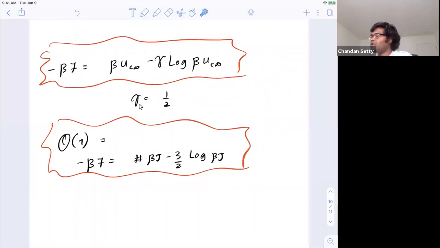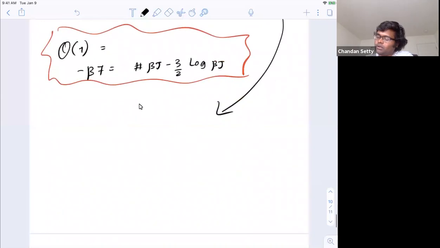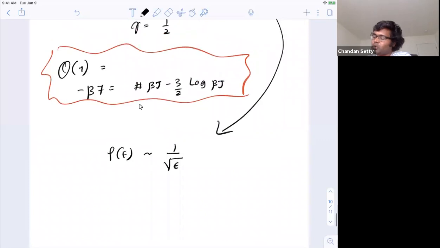Okay? So from this, one can also calculate what the density of states or the spectral density is. And it turns out that in this particular case, the spectral density goes as 1/√ε. So at low energies, there's some sort of a divergence of the density of states. This is as opposed to the exact SYK model, which showed that rho of epsilon is a constant.